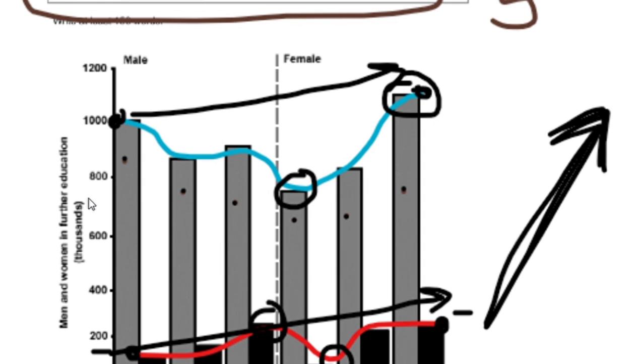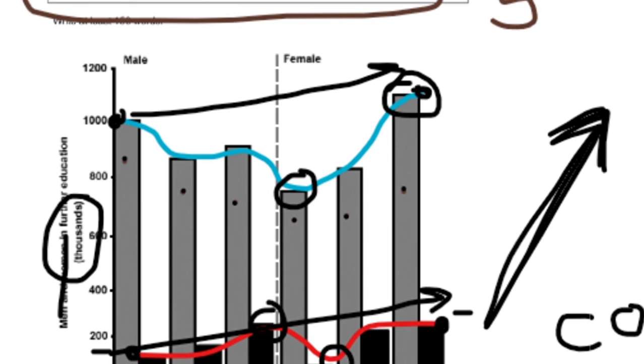We also need to understand that we're talking about thousands. This is men and women, so we're describing people in their thousands, and here we're describing time. So we have change over time again.